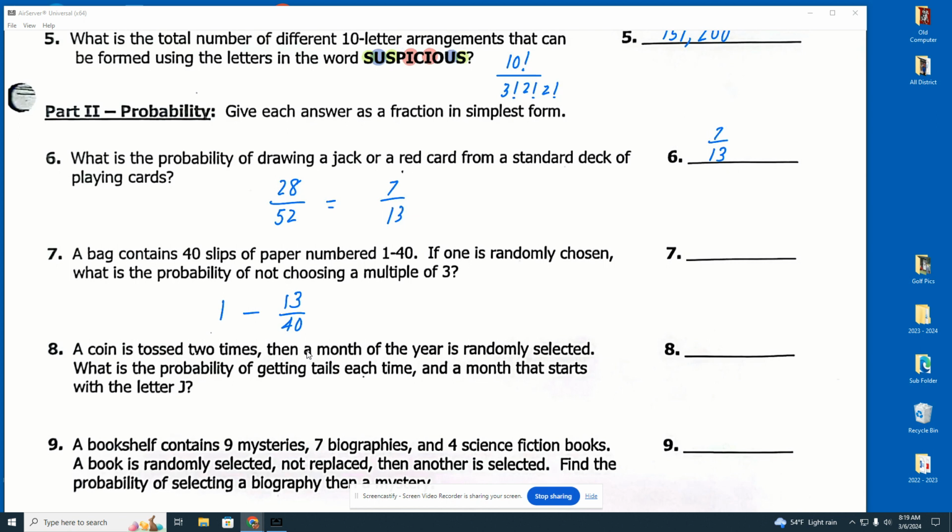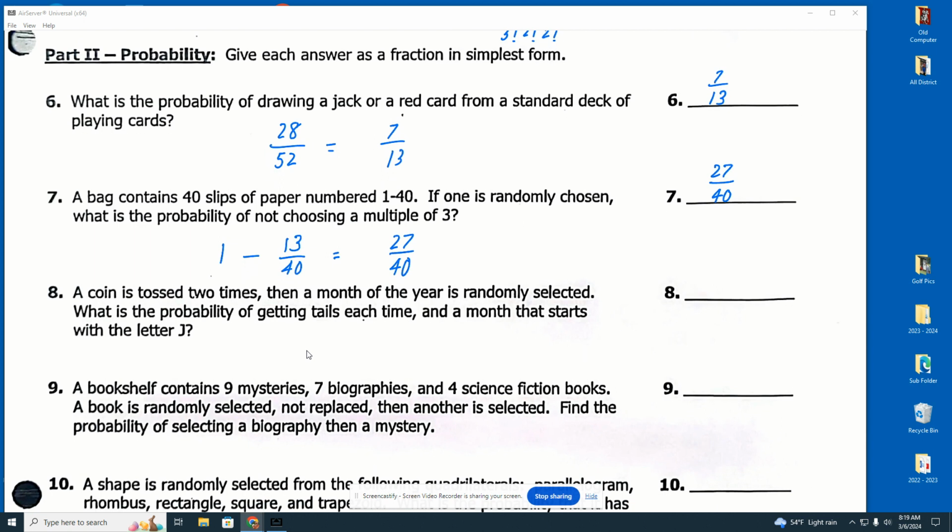So 1 minus 13 over 40 is 27 over 40. And that's my answer. It won't reduce. Again, feel free to type in alpha y equals number 1, and it will do all the reducing for you. All right?